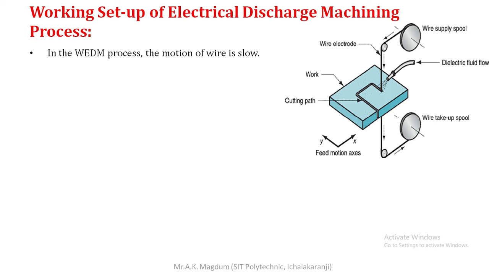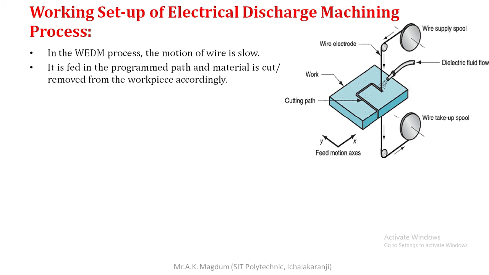In the wire EDM process, the motion of the wire is slow. That is a very important thing, because the wire continuously comes into contact with the workpiece surface. The speed of the wire is comparatively very slow, because each and every portion of the wire comes into contact with the workpiece surface, so there may be chances of breakage of the wire. That's why the wire motion is slow in this wire EDM process.